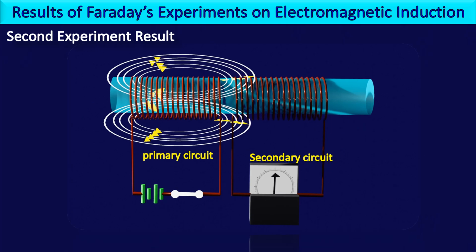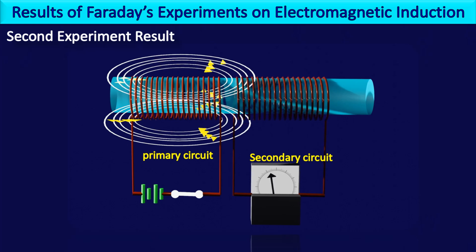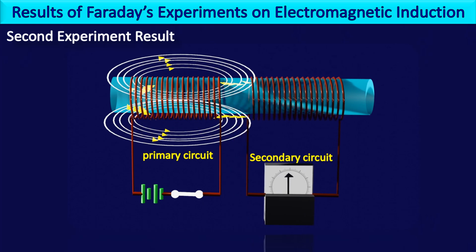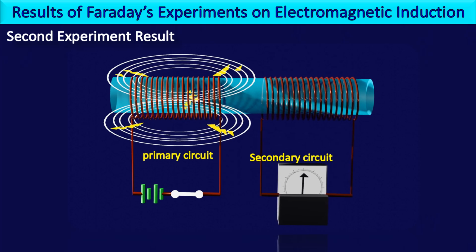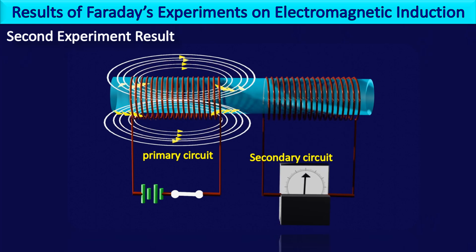At the same time, when the secondary coil is taken away from the primary coil, magnetic flux is decreased in the secondary coil. This decrease of magnetic flux will induce an EMF in the secondary coil. This induced EMF will produce induced current in one direction, that is opposite to the previous one. So, the galvanometer shows left side deflection.